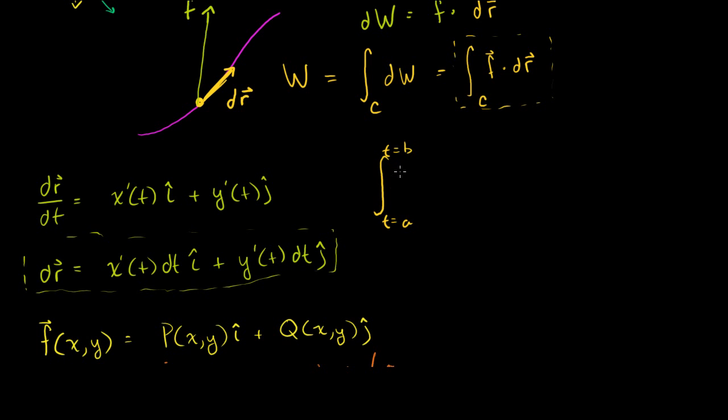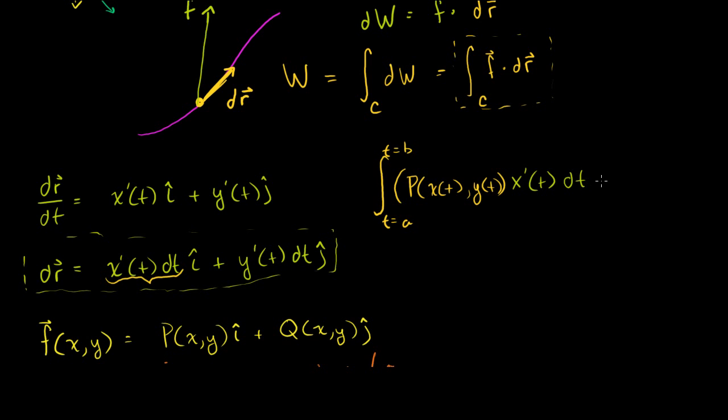So this is going to be the integral from t equals a to t equals b of P of x, really, instead of writing x, y, it's x(t), right? x is a function of t. y is a function of t. So that's that. Times this component right here, we're multiplying the i components. So times x'(t) dt.